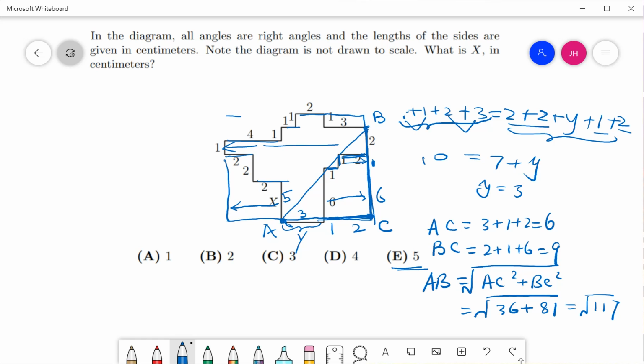So the trick here is, if we push all the lines out, we can know that this is actually a square. So we can calculate the length of all segments, like AB, or like this big diagonal, or anything, like from here to here.